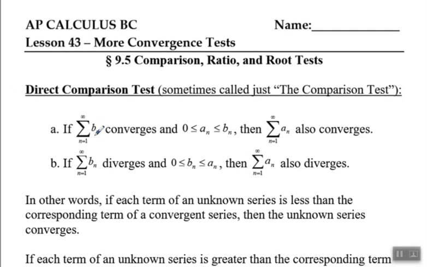So for the direct comparison test, if we know that something converges and the series we are comparing it to is less than that, then that series will also converge. We don't know about this series, but we're going to compare it to something that we do know something about. We don't know what a sub n is, and it kind of doesn't matter which one you call a sub n, especially with the limit comparison test. If we know that something diverges and the series that we don't know about is greater than it, then it'll also diverge.